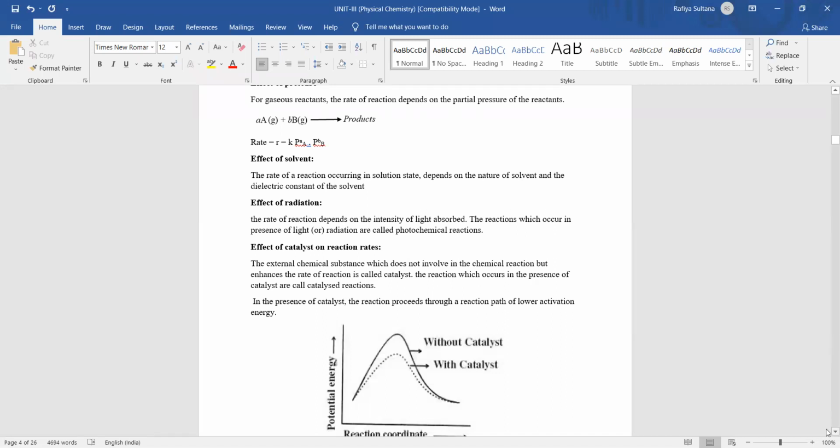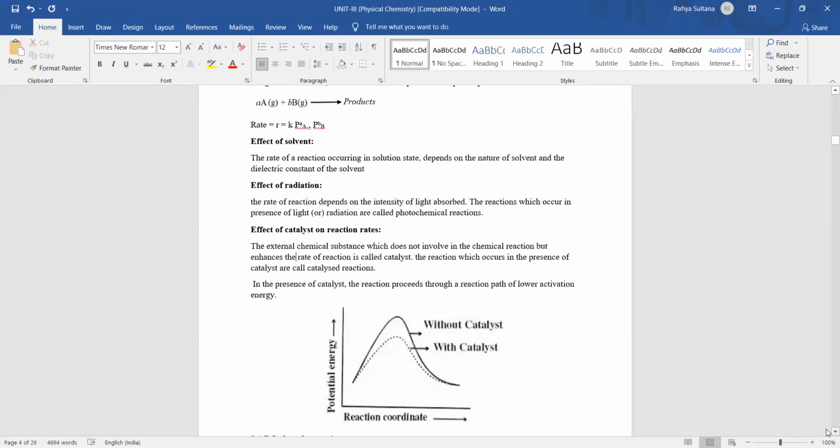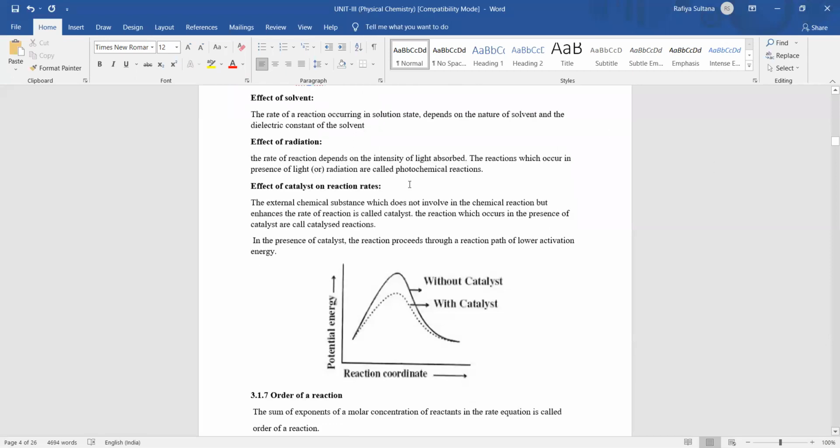Next, see the effect of catalyst. Generally, whenever factors affecting the rate of reaction are asked, you have to write concentration, pressure, temperature, and catalyst. These 4 are very important. You must write all these 4. So catalyst, I think you all know, whenever a catalyst is used, it increases the rate of a reaction by providing a different reaction mechanism.